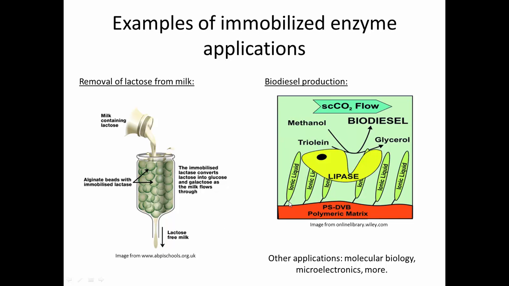It's also used in biodiesel production, where ionic liquids are used to absorb a lipase, where we can add alcohol and a fatty acid or a fat and convert it to biodiesel plus some glycerol. And then, of course, there are other applications for immobilized biocatalysts, immobilized enzymes, like molecular biology and microelectronics, which often include things like biosensors and other immobilized enzymes, all of which are pretty neat to think about. But there are many applications for immobilized enzymes.